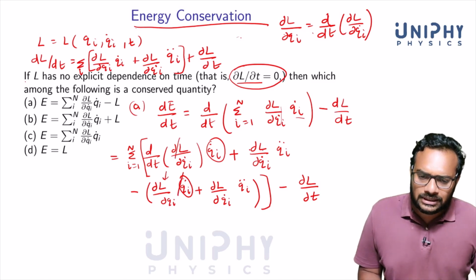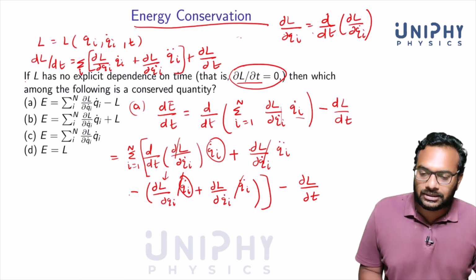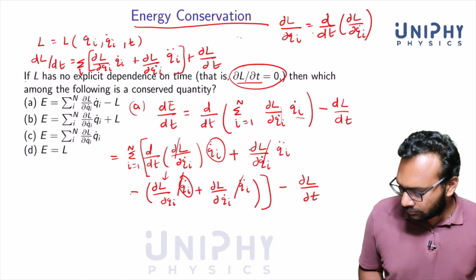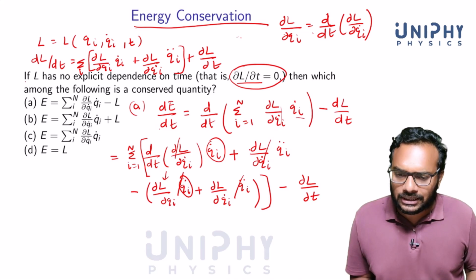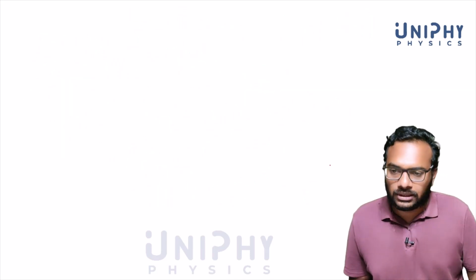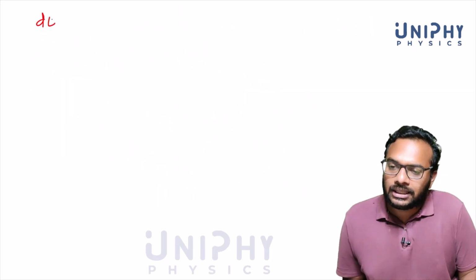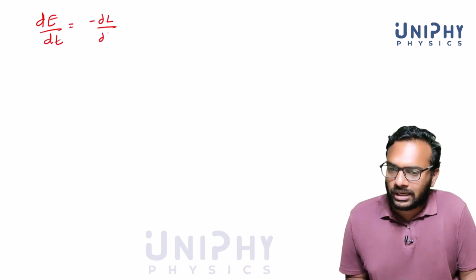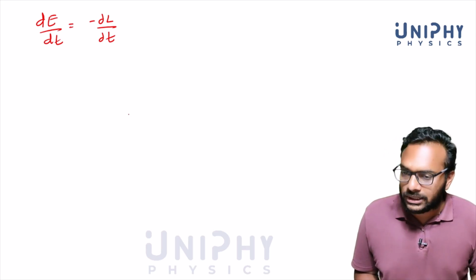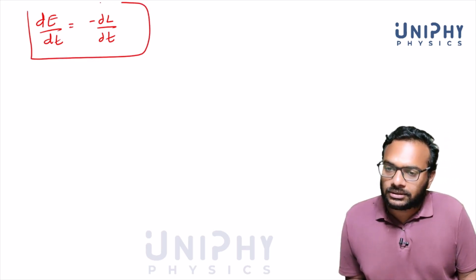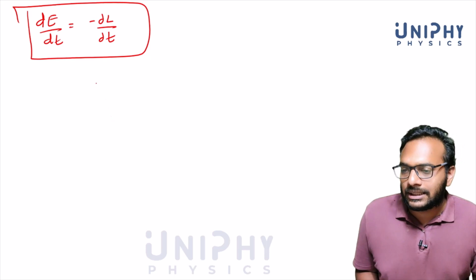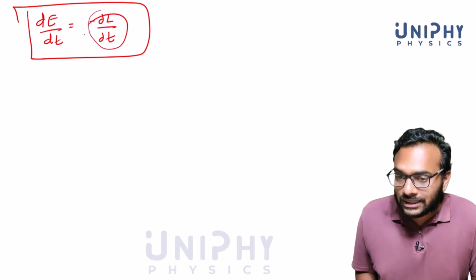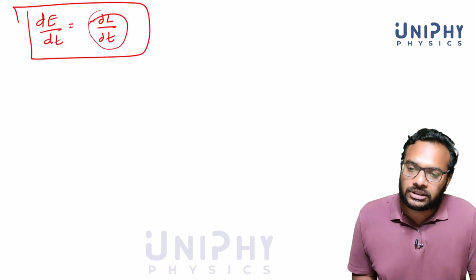We see that these terms also cancel, ∂L by ∂qi dot times qi double dot, and ∂L by ∂qi dot times qi double dot. These two terms also cancel because there's a minus sign here. All right. So this says that if you are taking the first option, dE by dt is equal to minus ∂L by ∂t. So again this result. The first option says that if ∂L by ∂t is equal to 0, then the E given in the first option is a conserved quantity.